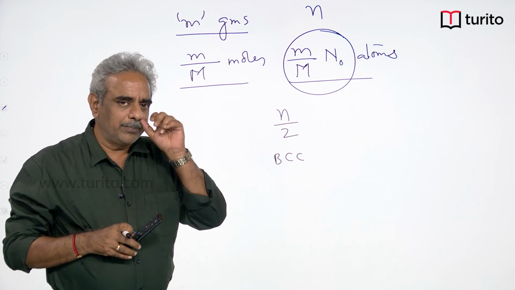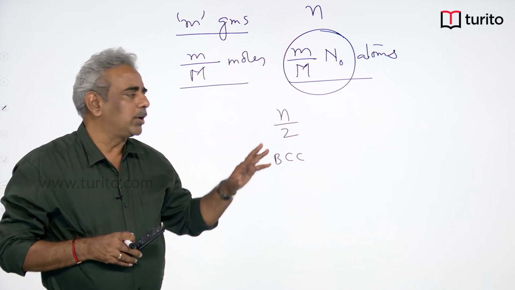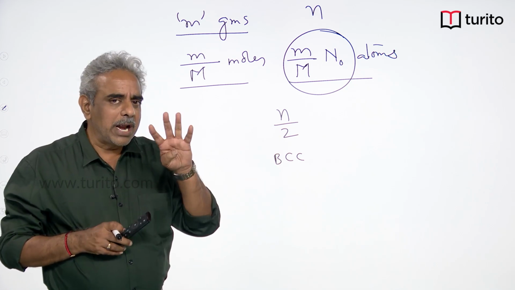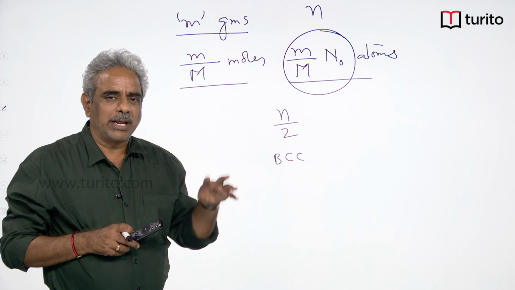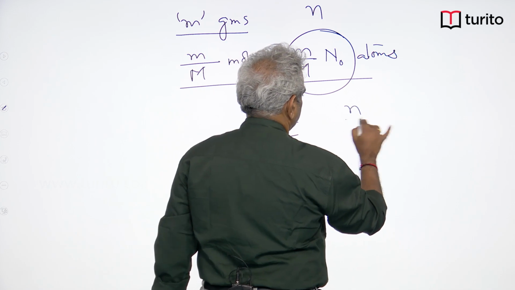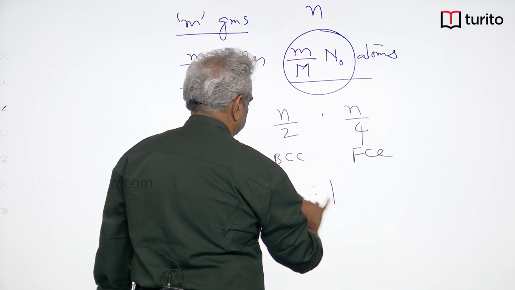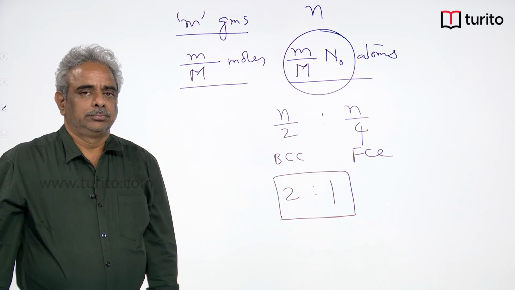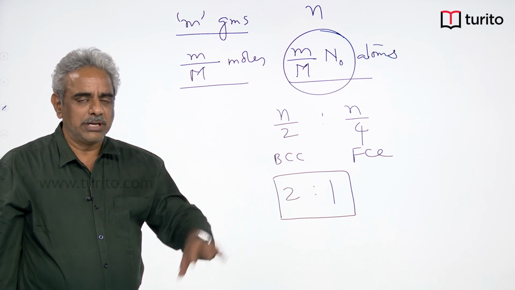Try to understand the logic. 2 atoms can make 1 unit cell. You have got n atoms in x grams, that will make how many unit cells? N by 2. But to prepare FCC unit cell, 4 atoms can give 1 unit cell. You have already seen 4 atoms can give 1 unit cell. This many atoms can give how many unit cells? So, what is the ratio? Simplest calculation. This is all based on the number of atoms present per unit cell.